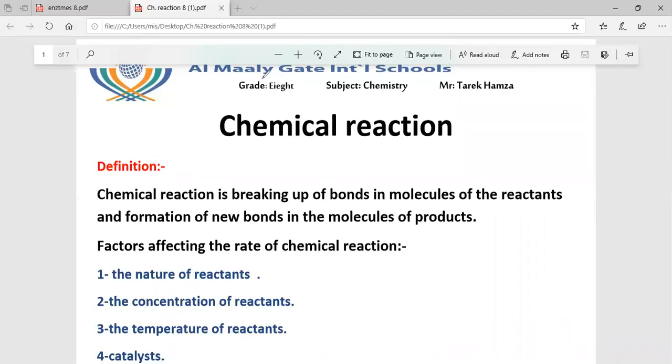Factors affecting the rate of chemical reaction: number one, the nature of reactant; number two, the concentration of reactant; number three, the temperature of reactant; number four, catalyst. Nature of reactant: increasing the surface of reactant increases the rate of chemical reaction, because increasing the surface increases the collisions and so increases the formation of product. The second one, concentration of reactant: increasing the concentration of reactant increases the product, because it increases the collisions and increases the product.